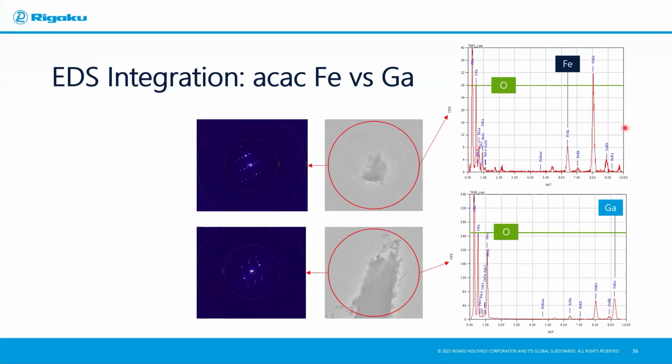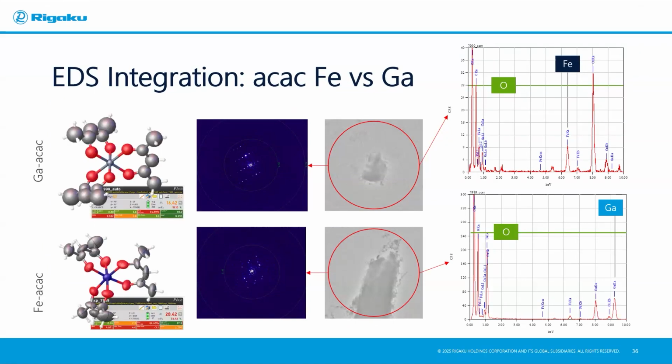And this was an example sample where we had the same compound with iron or gallium in it, otherwise the same structure. We could, with this, distinguish for each grain what it actually is and put this into the structure solution. Also quite handy for many applications.